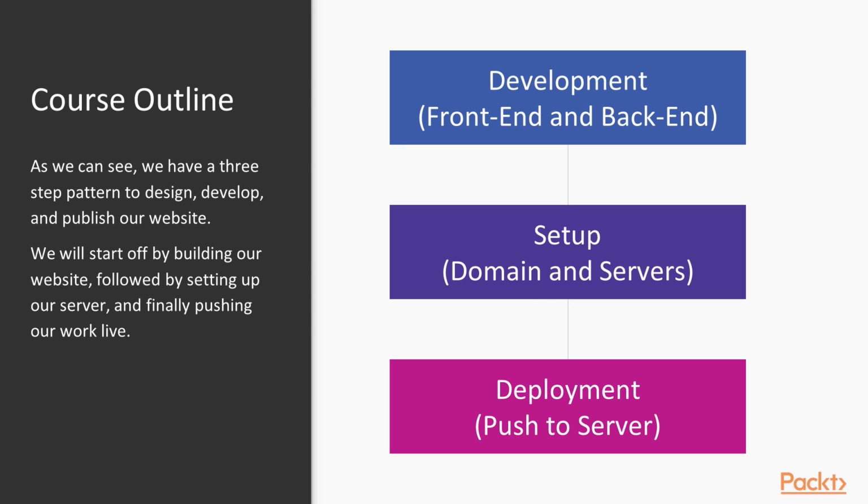The course outline. As we can see, we have a very basic 3-step pattern that we've designed and developed to publish your website. We're going to start off by building our website. This is the front end and the back end of it: CSS, HTML, and JavaScript. Then we're going to set up our server. This is going to be buying the domain names and setting up the server. And then finally, pushing it live. So this is our deployment stage where we're going to push everything to the server.